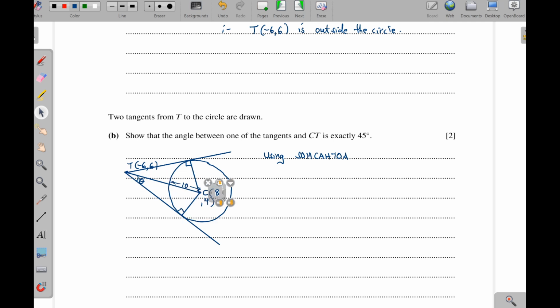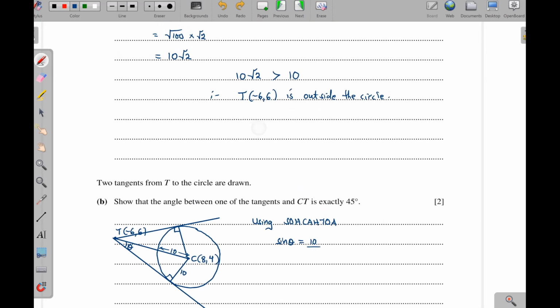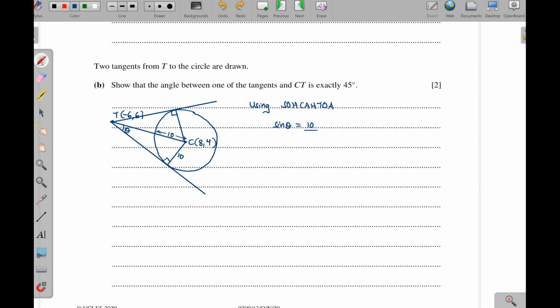We take the 8 here and then all of this just like that, so that I can put the 10 here. So we shall have sine of theta is equal to the opposite, which is 10, out of the hypotenuse here, the CT, which we have gotten up here as 10 root of 2. So this one can go.